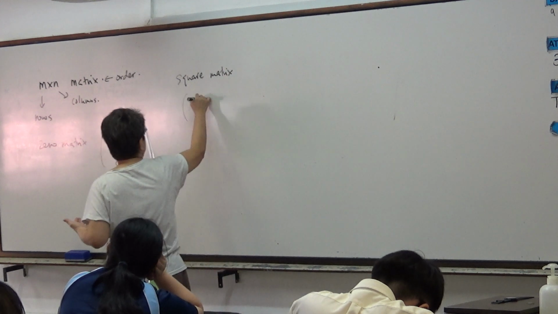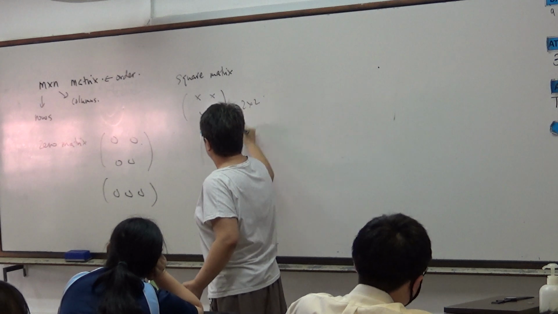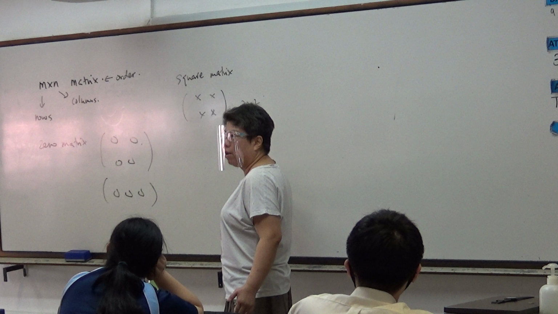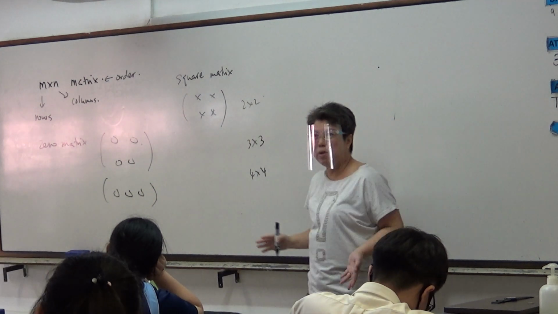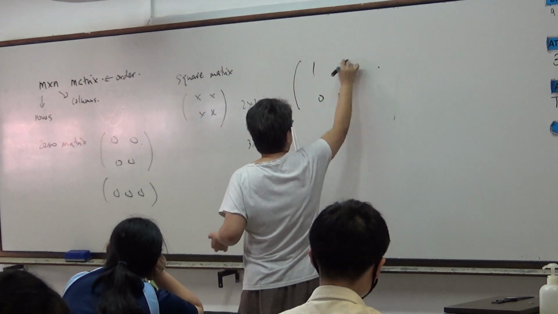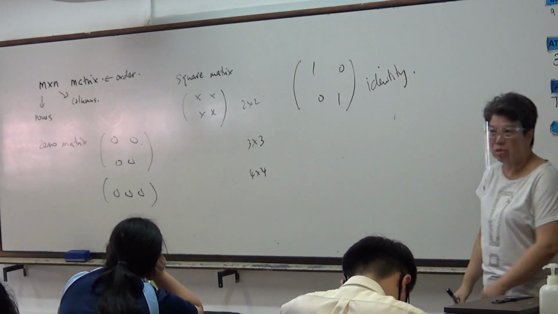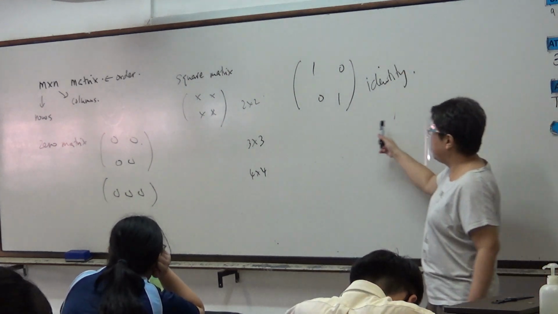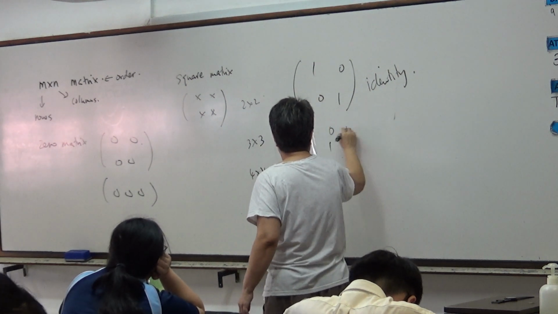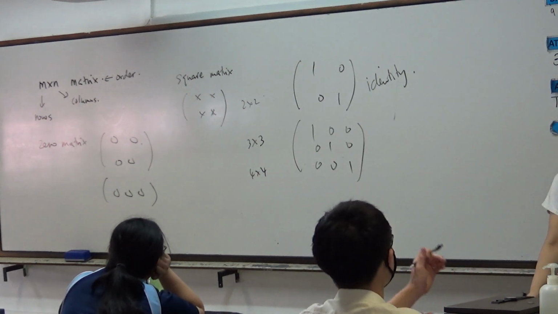For example, this is a 2 by 2. This is a square. Another square will be what? 3 by 3. Another square will be what? 4 by 4 and so on. It's a square matrix. Okay? And for a square matrix, there's something called the identity matrix. Remember I told you? Along the principal diagonal, this is called the principal diagonal, you have all the ones there. Understand? This is called the identity matrix.